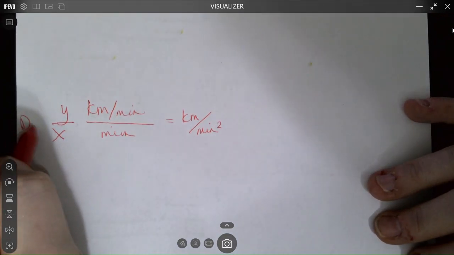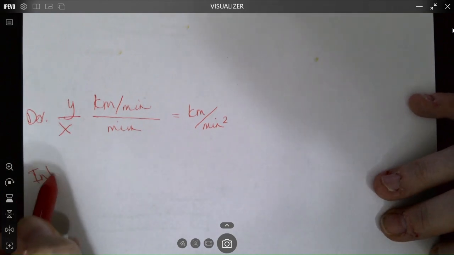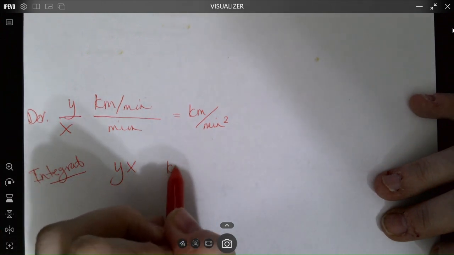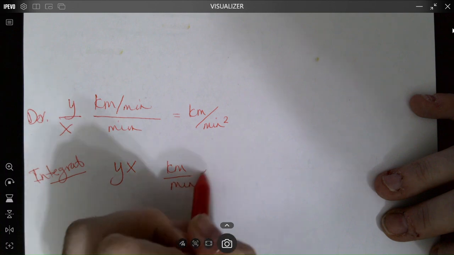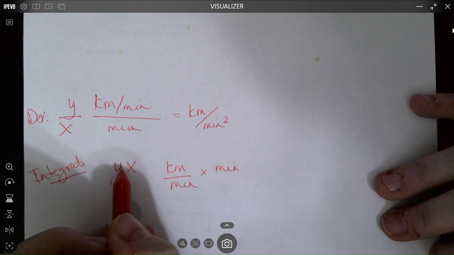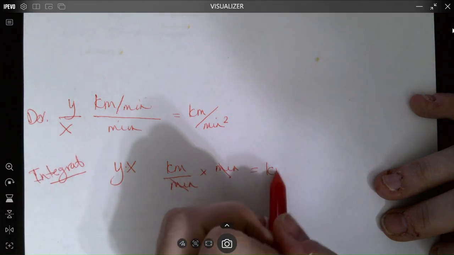So for a derivative, we want units to be y over x. But when you integrate, when you use an integral, you're going to have units y times x. And that's what I want in this case. If someone comes to me asking for kilometers, I can take my y units, multiply by my x units, and be left with what I want.